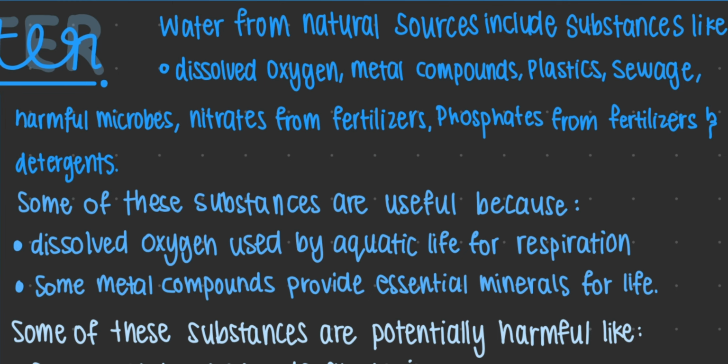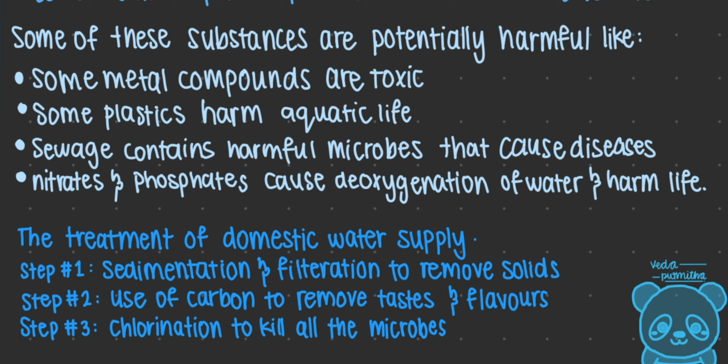Okay, water from natural sources includes substances like dissolved oxygen, metal compounds, plastics, and sewage. These also include harmful microbes, nitrates from fertilizers, phosphates from fertilizers, and detergents. Now, some of these substances are useful because dissolved oxygen is used by aquatic life for respiration, and some metal compounds provide essential minerals for life. However, some of these substances are potentially harmful. Some metal compounds are toxic, some plastics harm aquatic life, and sewage contains harmful microbes that cause diseases, as well as nitrates and phosphates, which are found in fertilizers, cause deoxygenation of water and harm life.